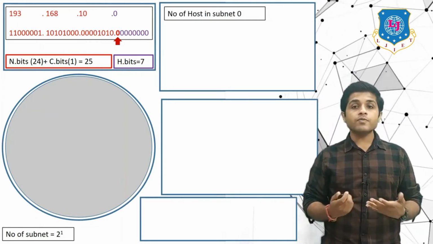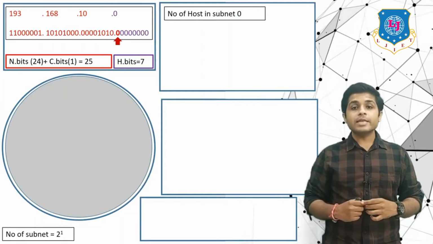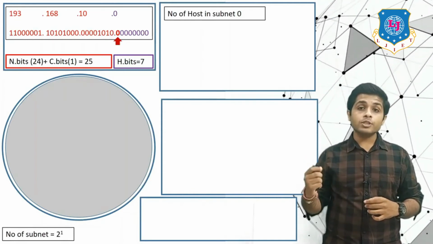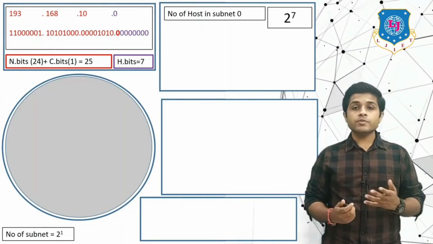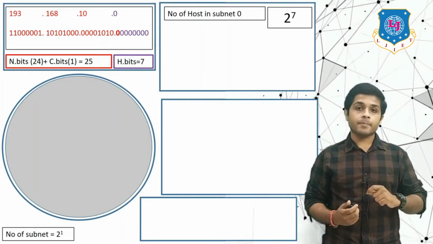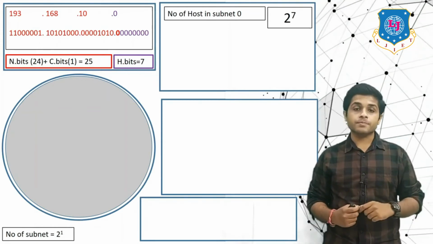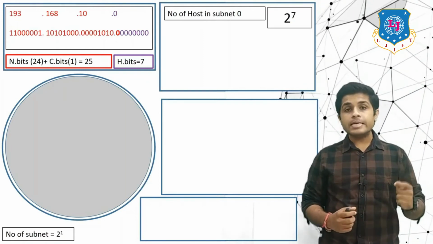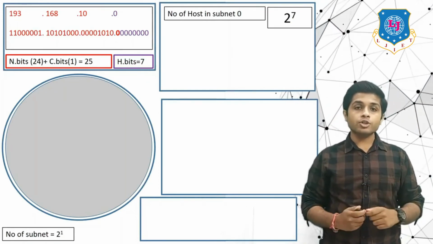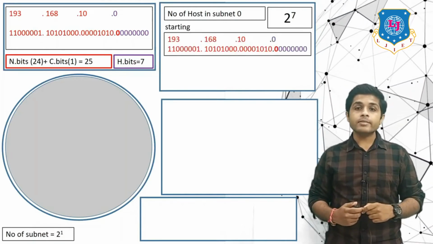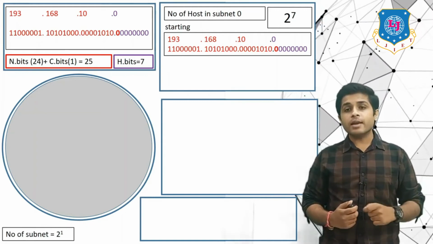Now how many hosts will be there in subnet 0? The number of host bits will tell you the number of hosts in the subnet. So 2 raised to 7 hosts will be there in one subnet. Now I want to find the first IP address in subnet 0. For that I'll set all the host bits to 0. So let's set all the host bits to 0. You will get 193.168.10.0.